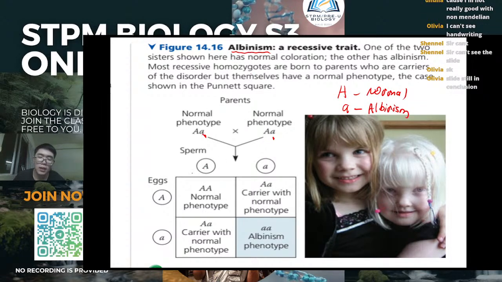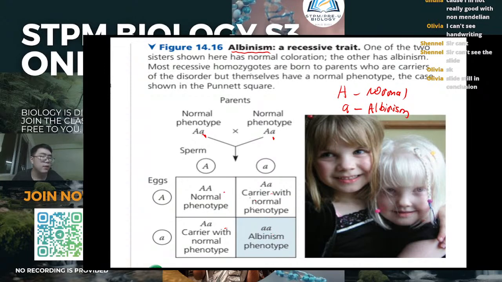So if they interpret together, they will get the 3:1 and also the 2:1. So one is normal and another one is carrier, but one has the albinism phenotype. Why? Because normally people who get this disease cannot survive. The lifespan is very short.